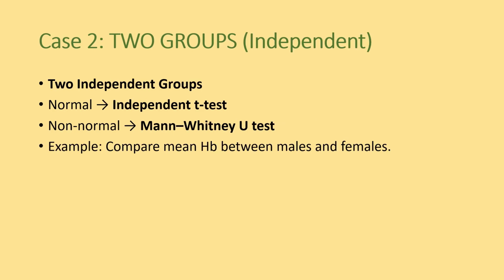Case 2, 2 groups, independent. For 2 independent groups, if data follows the normal distribution, use the independent t-test. If it does not follow the normal distribution, use the Mann-Whitney U test. For example, compare mean HB between males and females.